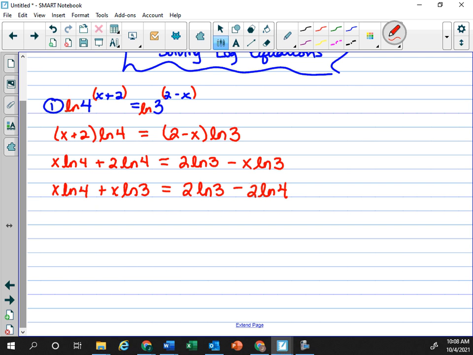Okay, what can I factor out on the left? X, okay. Sometimes people will say, oh, factor out an ln. You can't do that, guys. Natural log is not a variable, it's not a value, it's an operator. That'd be like, oh, factor out the addition. That's not something you would do, okay? So we can factor out an x, and I'd have natural log of 4 plus natural log of 3. And then the right side we'd leave alone.